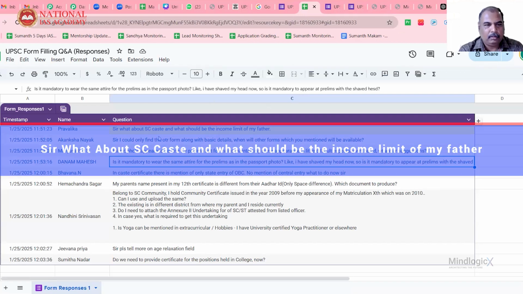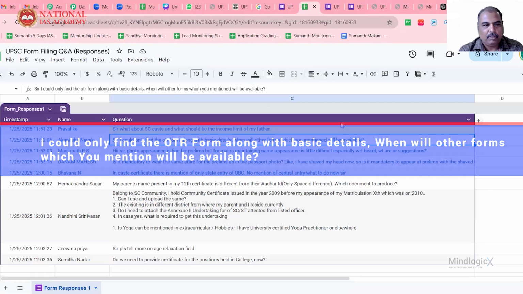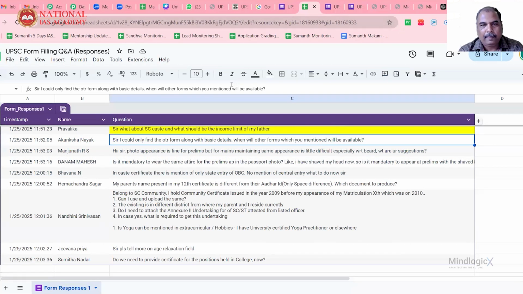Yes. Akansha is asking a question. I could only find the OTR form along with basic details. When will the other forms which you mentioned be available? So you need to fill the OTR form first, and then one by one they will be made available in your portal itself. Step by step. In the dashboard, you will get them one by one.